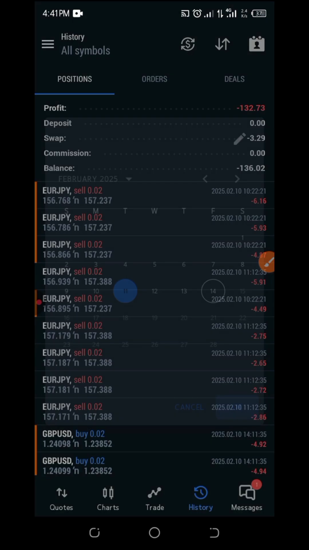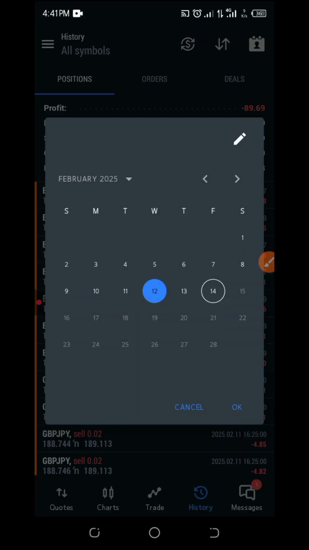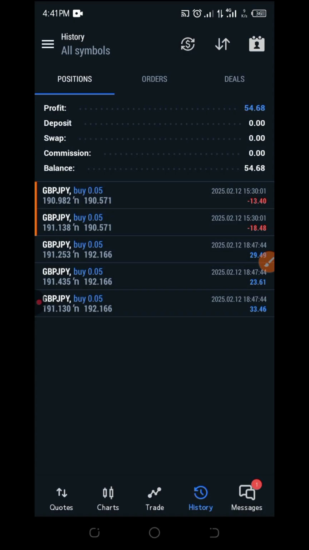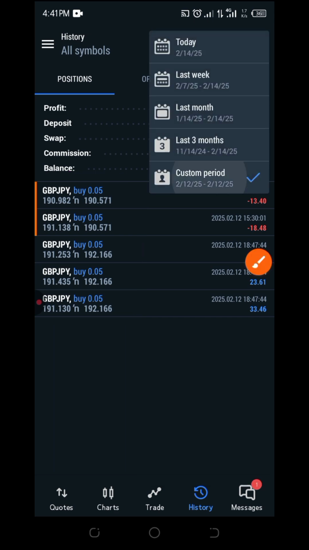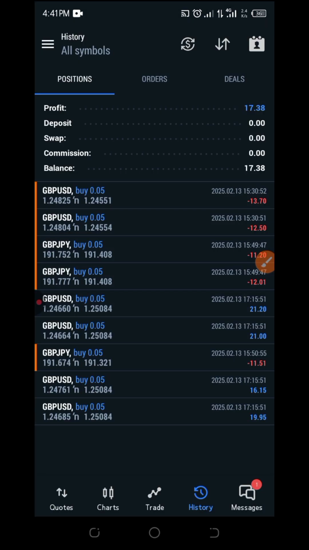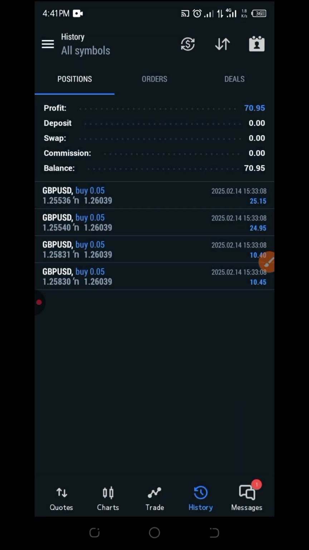Tuesday, we still had a massive loss, but it wasn't as much as we had on Monday. We ended with minus 89 USD. Then on Wednesday was when we started recovering. On Wednesday, we ended with 54. As you can see, that was when I came back to trading the normal way I was supposed to trade. We ended with 54.68 USD. And on Thursday, we ended with 17 USD. We didn't really make much on Thursday. And Friday, which is today, we ended with 70.95 USD.